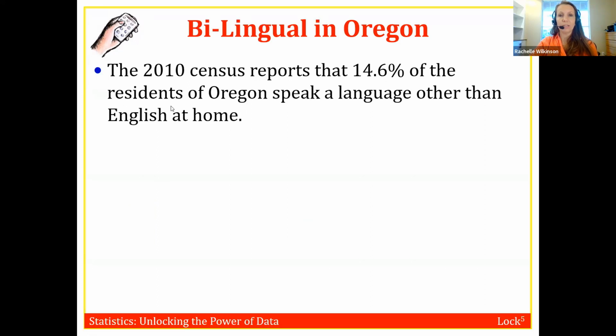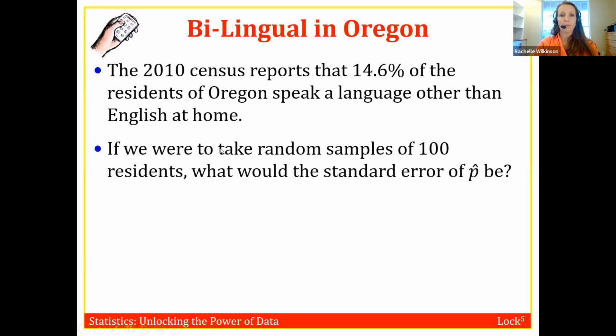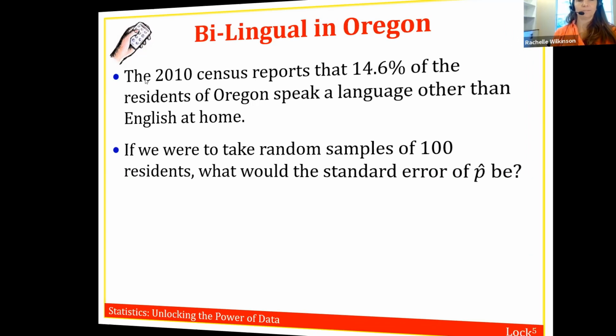So the 2010 census reports 14.6% of the residents of Oregon speak a language other than English at home. If we were to take random samples of size 100, what would the standard error of p hat be? I'll give you a second to see if you can figure that one out on your own before I show you the answer. It's basically the same thing we were doing before, so just use that same formula.